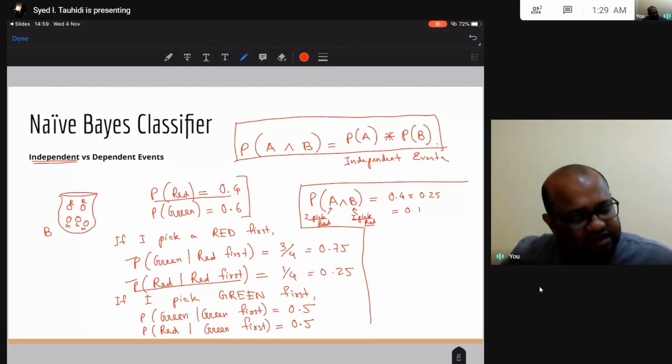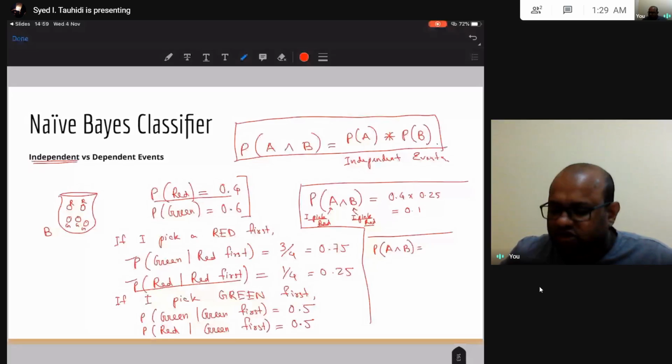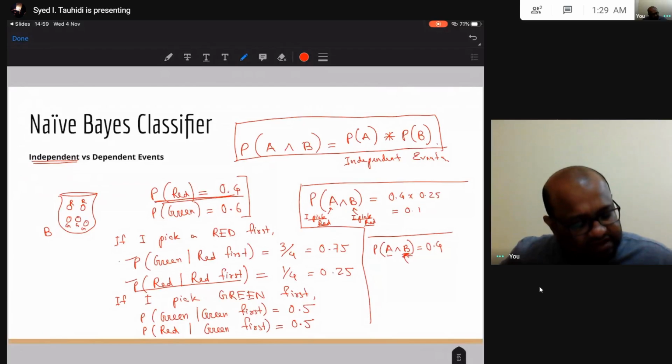Now again let us do this. B is the second event that depends on the outcome of the first event. So what is the first event? I pick red. Second event, I pick green. So the probability of the first event is 0.4. The probability of the second event, that is I pick green given that I have picked red, is equal to 0.75, and the product is equal to 0.3.